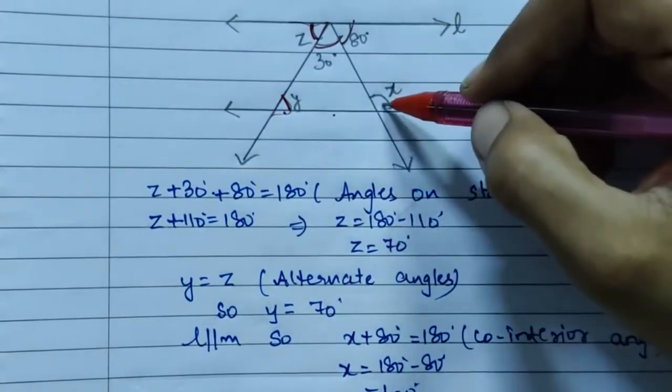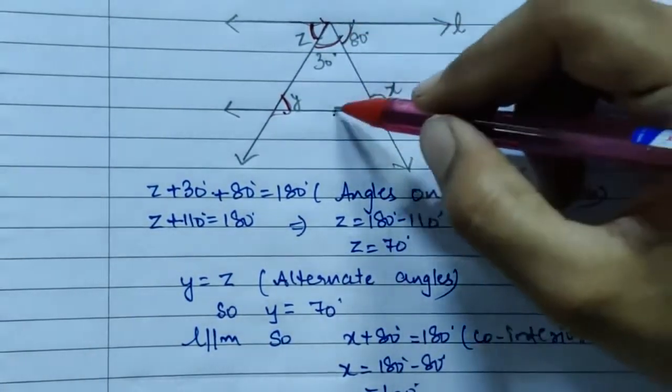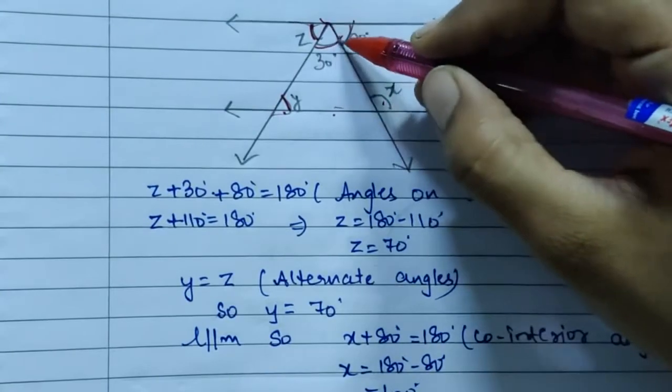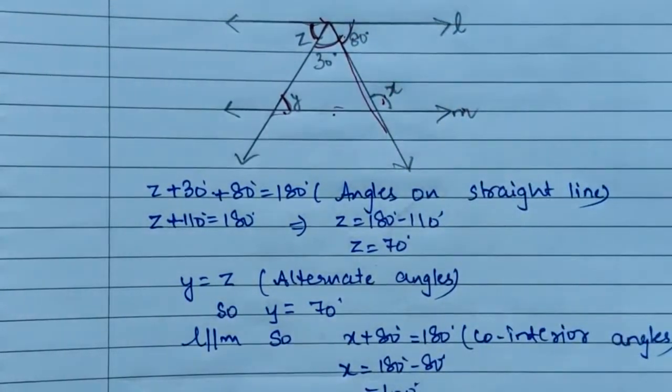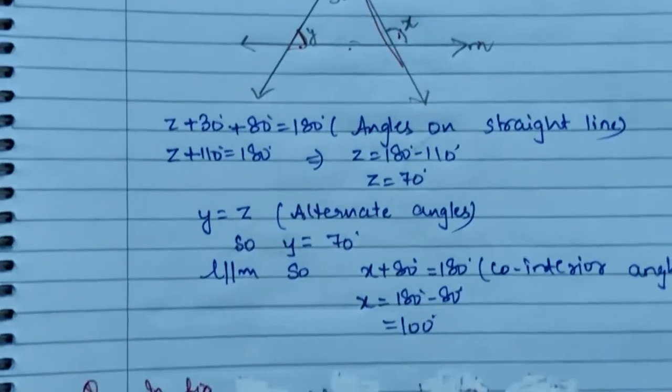Now x is left. If you see carefully, these are two parallel lines. So these two angles are co-interior angles, consecutive interior angles. So their sum will be 180 degrees. So x plus 80 is equal to 180 degrees. 80 goes to that side. We get x as 100 degrees.